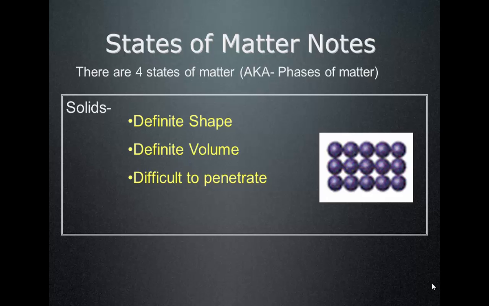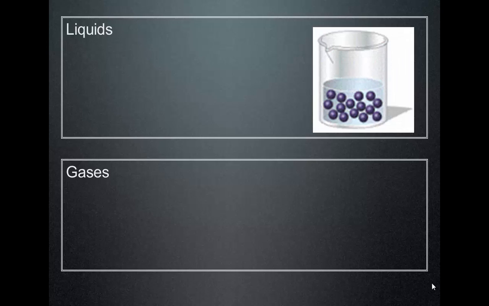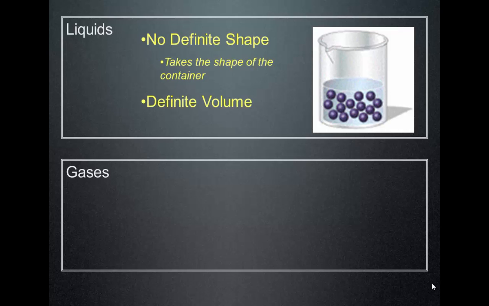Liquids, when you imagine what their molecules are, how they're arranged, they're not in a regular pattern, not very orderly alignment. And we know that liquids, do they have a definite shape? No, they take the shape of whatever container they're in.